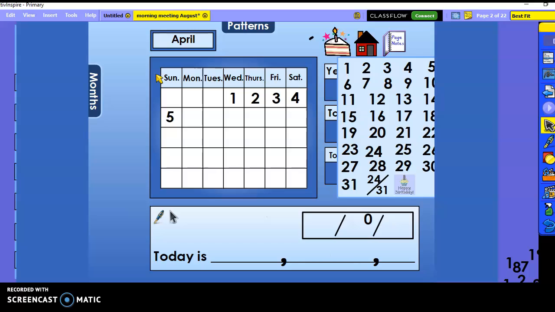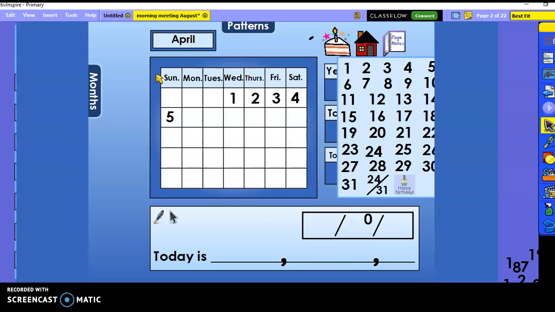We're going to sing our Days of the Week song. There's Sunday and there's Monday, Tuesday and there's Wednesday, there's Thursday and there's Friday, and then there's Saturday. Days of the week, jump, jump. Days of the week, days of the week, days of the week, jump, jump.